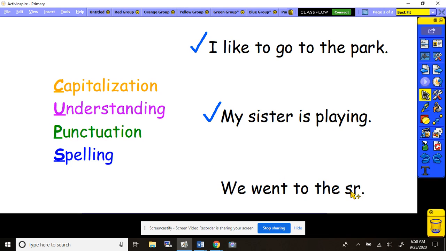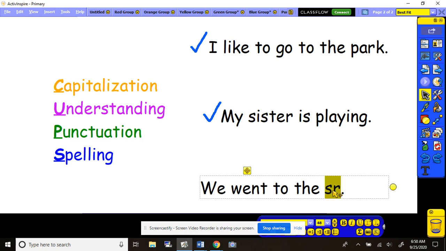But now spelling. I'm trying to think. What was I trying to say? What was I trying to spell? Because I think I missed some sounds. I missed some letters. So we went to the... Oh, I remember now. I was trying to write that we went to the store. Well, I missed some letters there. I didn't spell that the way that I heard it. So let's try that word again.